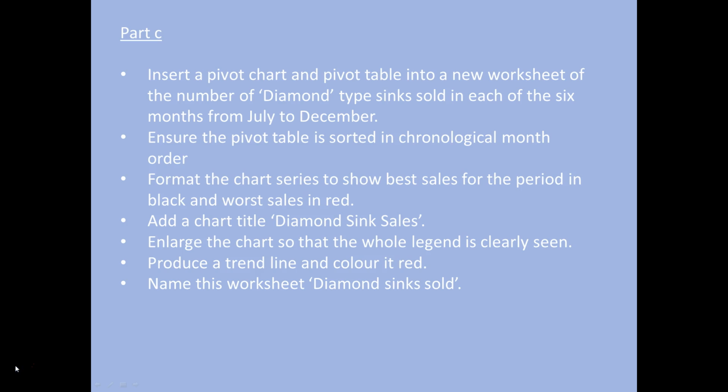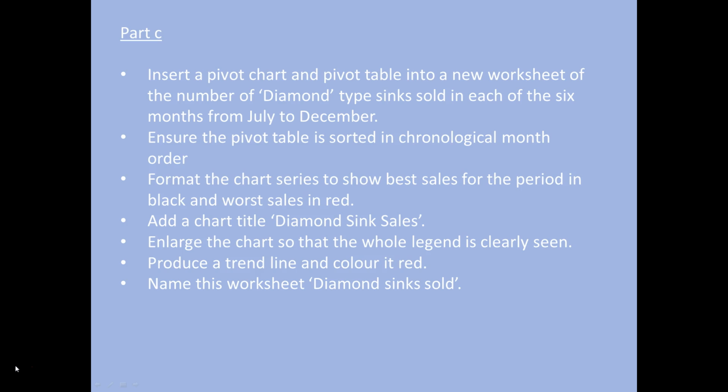So let's just check that I've done everything that's required in this, which is part B. Have I inserted a pivot chart and pivot table? Yes, I have, into a new worksheet. Well, it kind of did that automatically, but I'm going to take the credit for that. And it shows the number of diamond type sinks sold in each of the 6 months, July to December. Yeah, I've done that. Tick. Ensure the pivot table is sorted in chronological month order. It did that automatically, but again, I'm going to take that one.